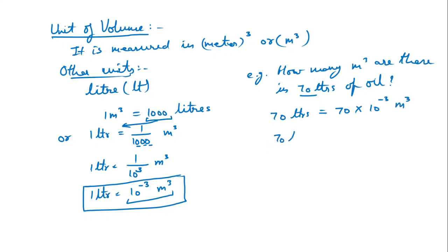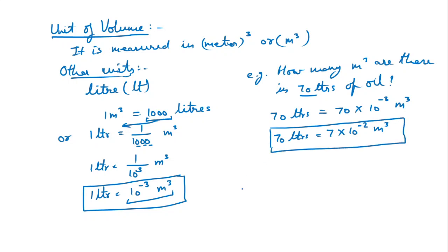So 70 liters is equal to 70 into 10 to the power minus 3. Now if we remove this 0 and add it to the power, it will become 7 into 10 to the power minus 2 meter cube. So 70 liters is equal to 7 into 10 to the power minus 2 meter cube. Okay, this is how we calculate the volume, and we can convert from one unit to another unit.